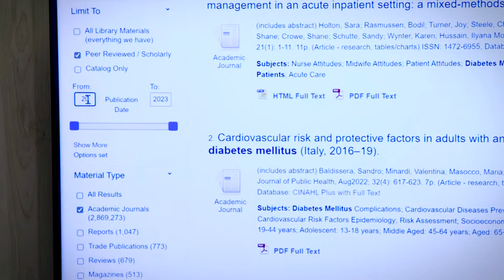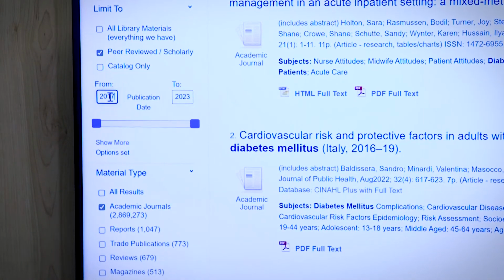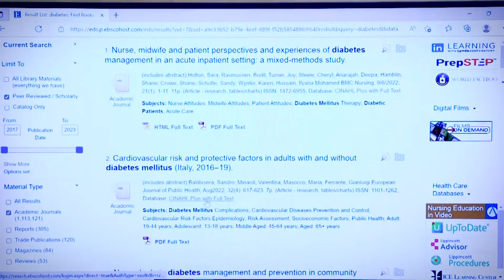The last thing that we want to do is narrow our date. And we usually say 5 years, depends on the field that you're in, but 5 years is a good mark, especially for healthcare. So now we have some resources that we can really dig into.